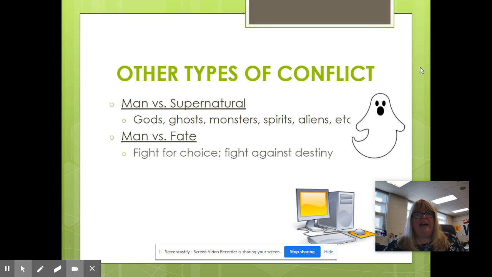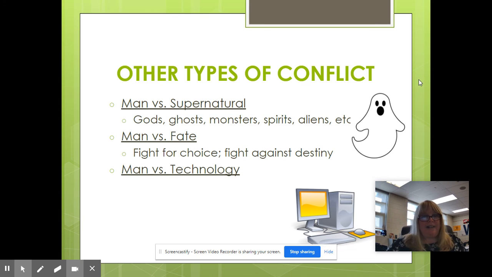Man versus fate. You're fighting for a choice, fighting against destiny. Right away, I always think of Star Wars because it's always Luke's destiny. Luke is fighting his destiny. Does he join the dark side, or does he stay with the rebel forces and the Jedi? So that is a man versus fate situation.